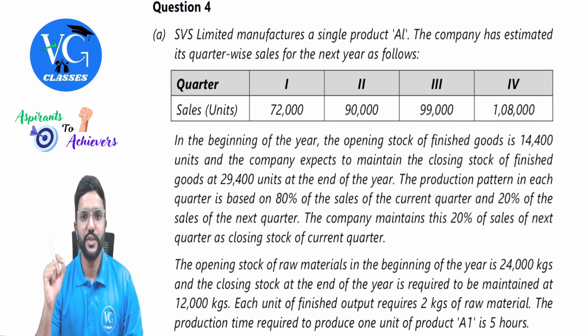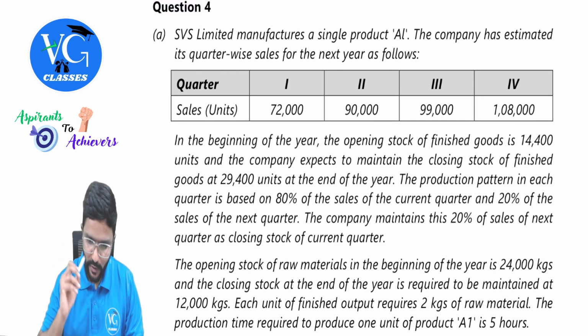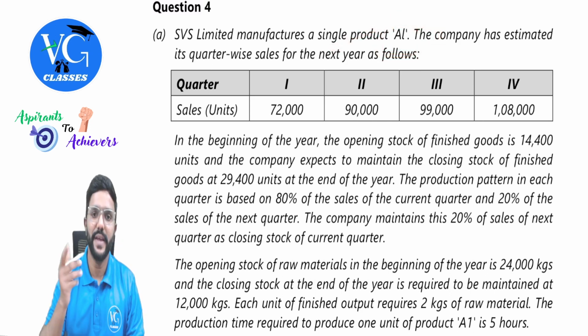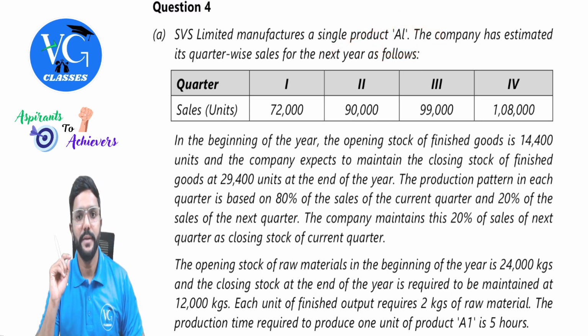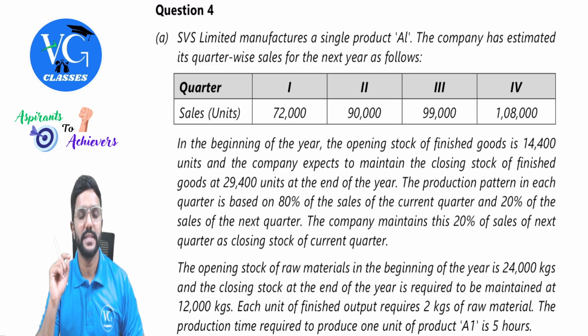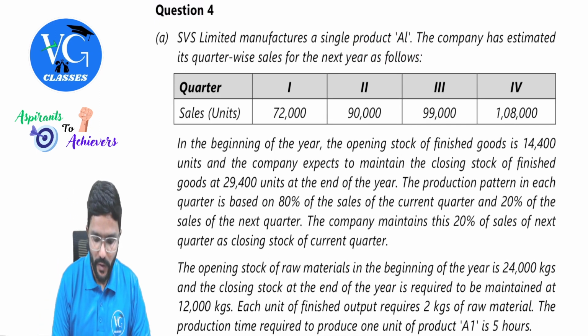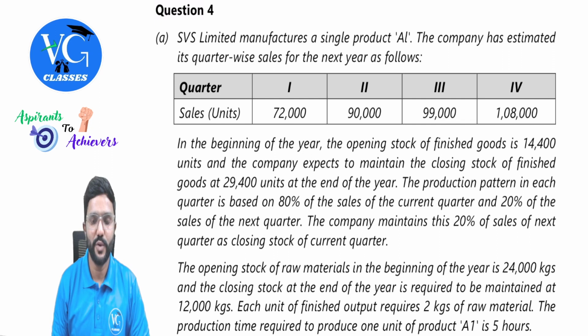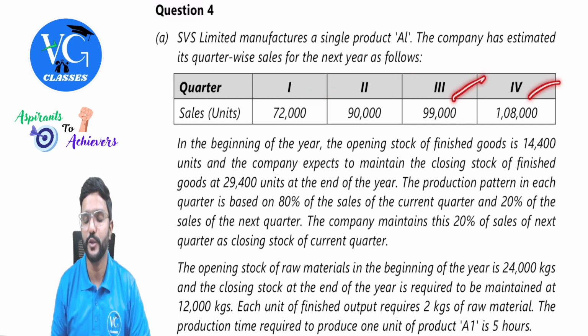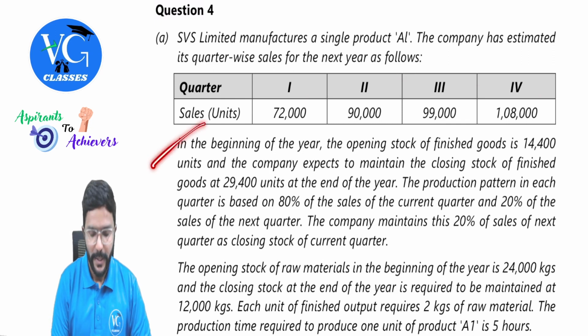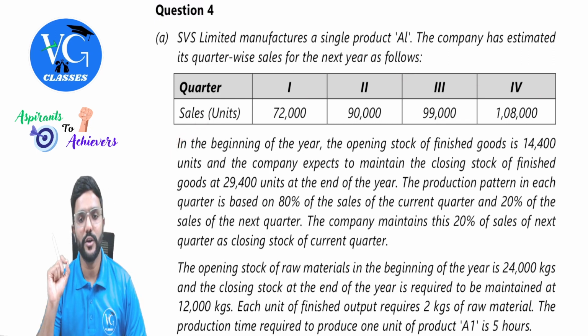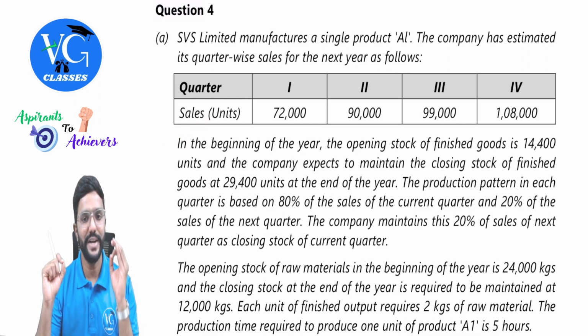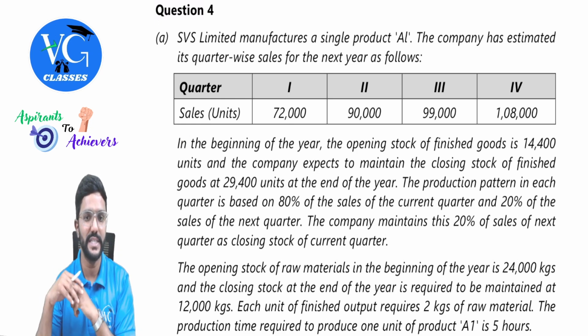SVS Limited manufactures a single product. Here it looks like AL, but actually it is A1, guys. The company has estimated its quarter-wise sales for the next year as follows. Sales figures for each quarter: 72,000 first quarter, second quarter 90,000, third quarter 99,000, and fourth quarter 1,08,000. In the beginning of the year, the opening stock of finished goods is 14,400 units, and the company expects to maintain the closing stock of finished goods at 29,400 units at the end of the year.